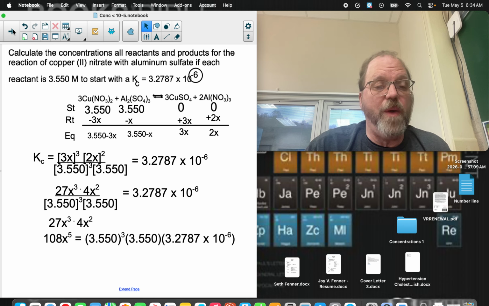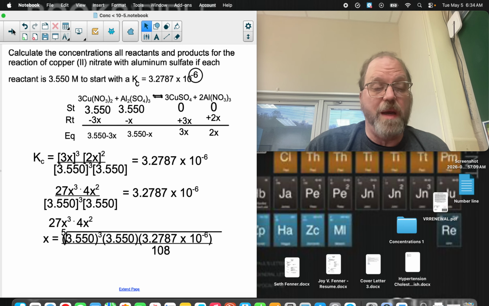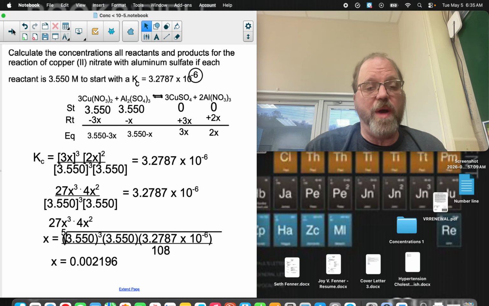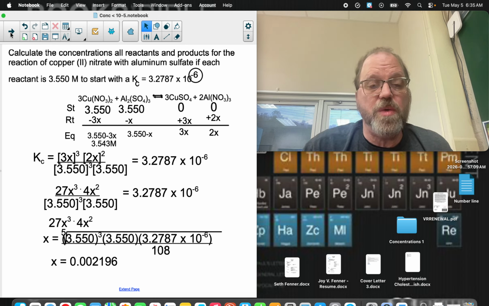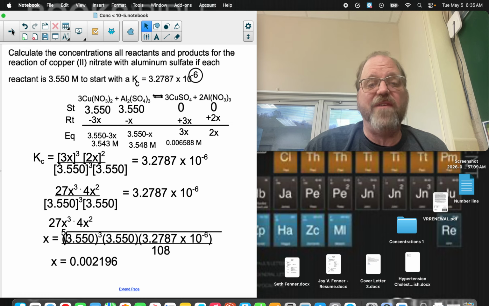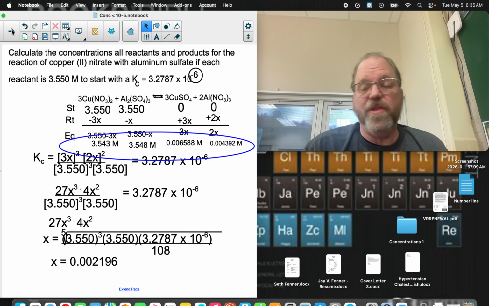Divide both sides by 108 and take the fifth root of both sides. When I do that, I get an x value of 0.002196. Put those back in. So if I take 3.550 minus 3x, I get 3.543 molar. If I take 3.550 minus x, I get 3.548 molar. And if I multiply 3 times x and 2 times x, I get 0.006588 molar and 0.004392 molar. Those are our answers.